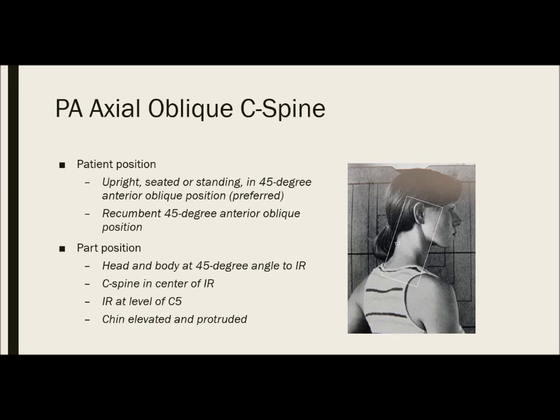Our part position for this one is head and body at a 45-degree angle to the IR. Our C-spine, again, is going to be centered to our image receptor, and our IR is going to be at the level of C5 for this one because of the angle that we have to put on for it. The chin is elevated and protruded, the same as with our AP axial. So you can see that she has her chin elevated and protruded up.